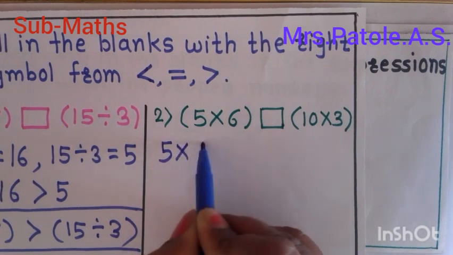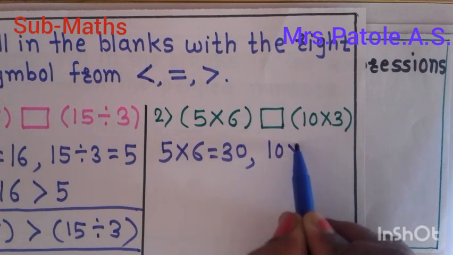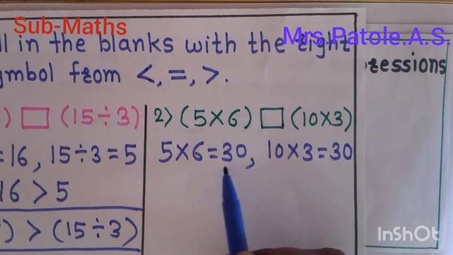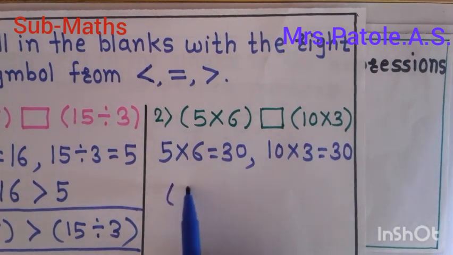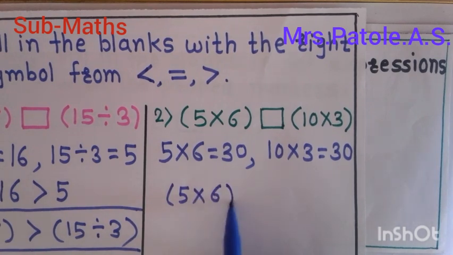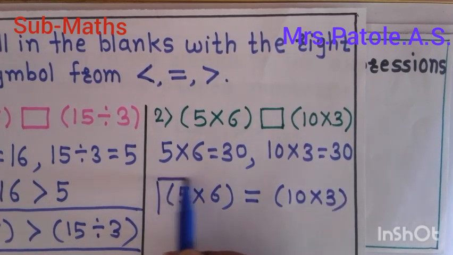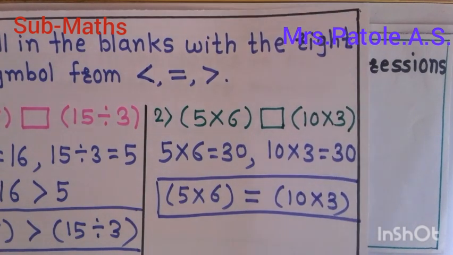We have to find out the values of these two expressions. 5 into 6 is equal to 30 and 10 into 3 is equal to 30. So we see here the values of the two expressions are equal. So we can write the sign of equality between these two expressions. In this way, we can use the symbols in the empty boxes of given expressions. Now see another example.